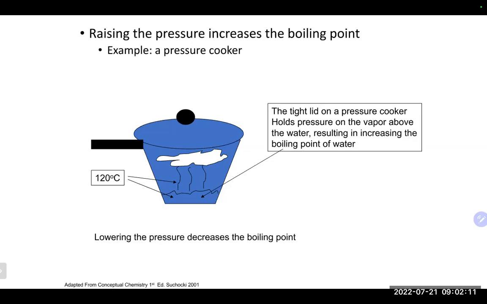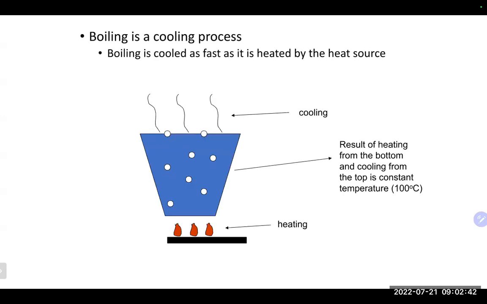So raising the pressure does increase the boiling point. That's what happens in a pressure cooker. You pop the lid on there tight, right? And the cooker holds all the pressure of the vapor above the water, resulting in an increase in the boiling point. All that vapor above it has nowhere to go. So it gets trapped into that solution, which allows it to boil at a higher temperature to combat that. And obviously you could cook your food a little bit more the way you're looking for.